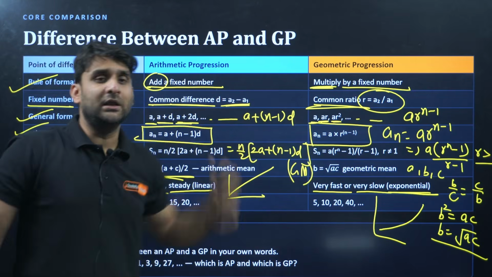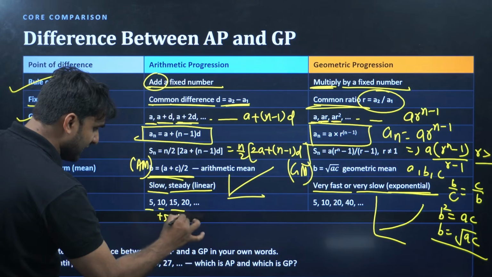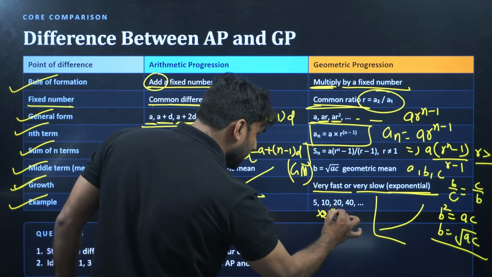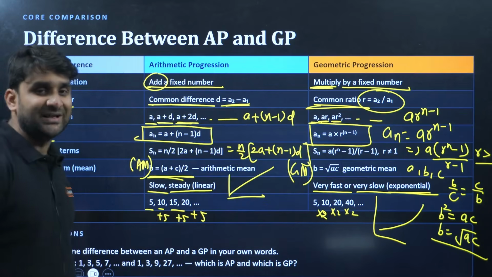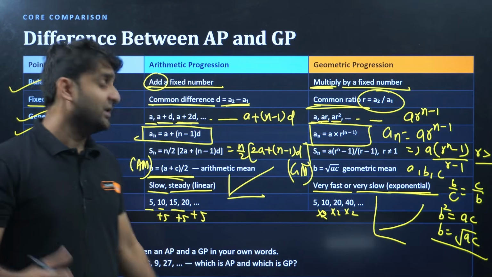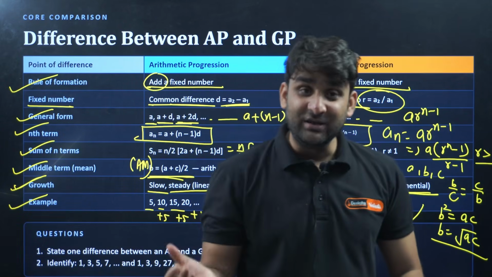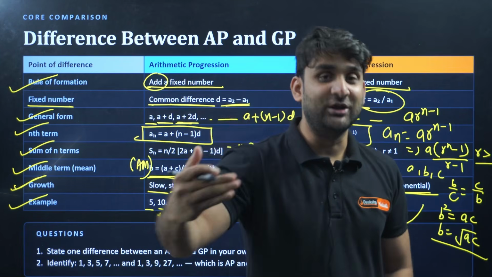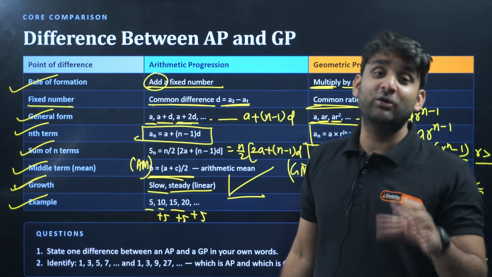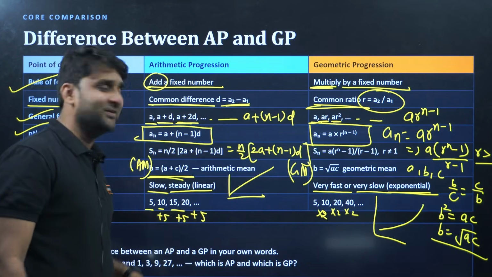numbers are increasing linearly. For example, 5, 10, 15: we are adding 5 here, and 5 here. But look at the GP, we are multiplying by 2, by 2, by 2. So something which is increasing by multiplication will show very fast growth. And if something is increasing by adding, for example, if someone's salary is increasing by 3 times, the salary will drastically increase. And if someone's salary is increasing by 200 rupees every month, it will be comparatively slow compared to multiplication, right? So this is all about it.